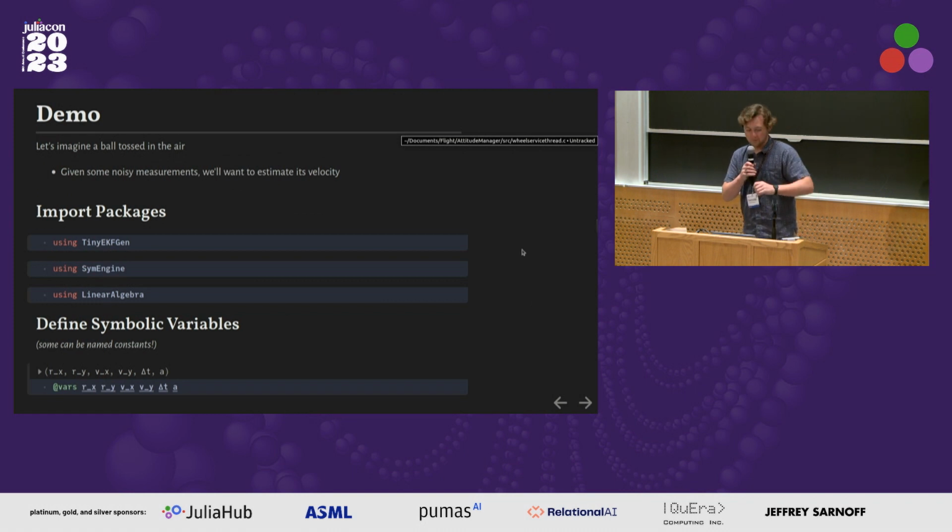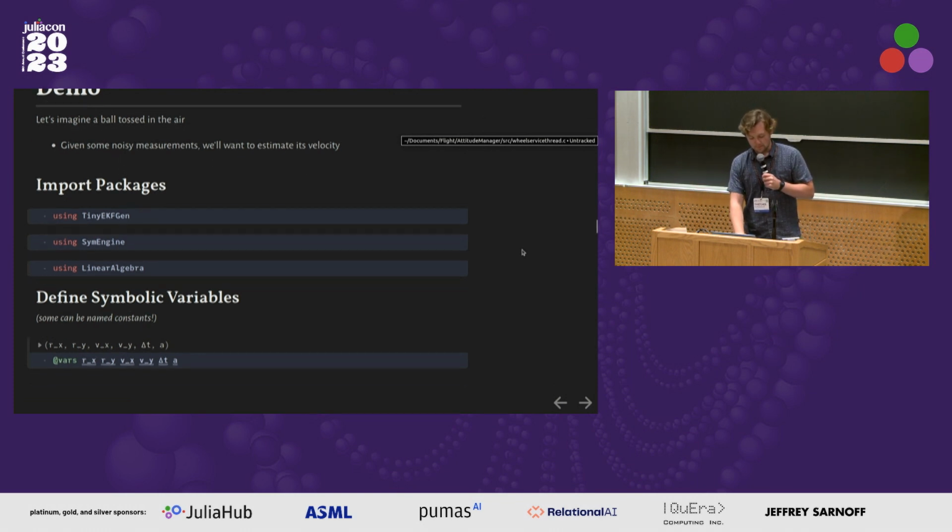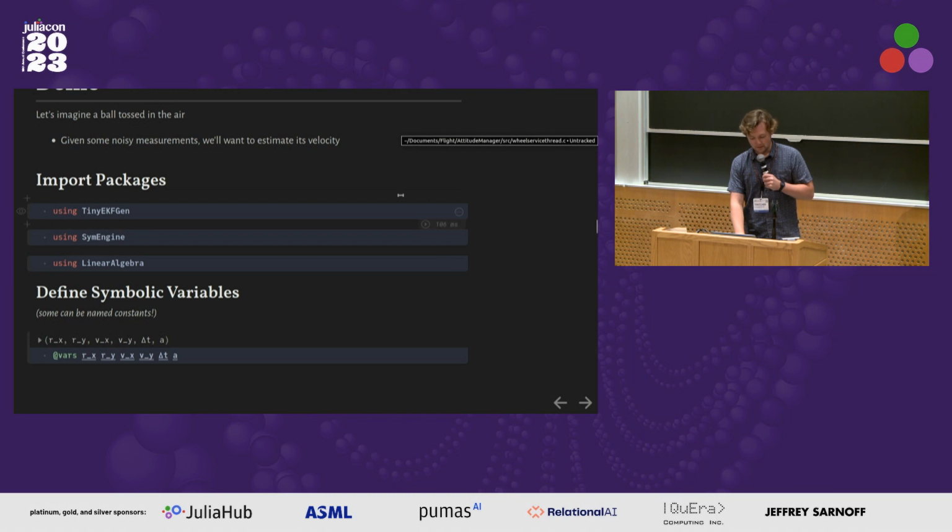Cool. So I have a bit of a demo here. I think we should have time. I just want to run through how this might work in a toy example. Imagine a ball tossed in the air, it's going to be a nice parabola. So we'll imagine a situation where we have some noisy estimates of its position. Maybe we want to back out what its velocity is from that.